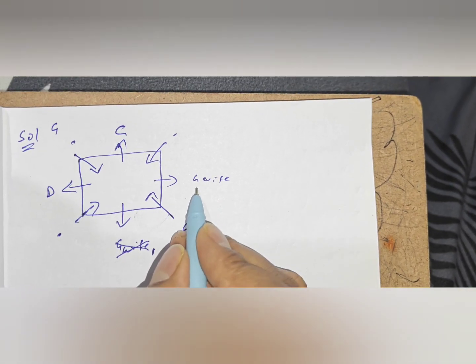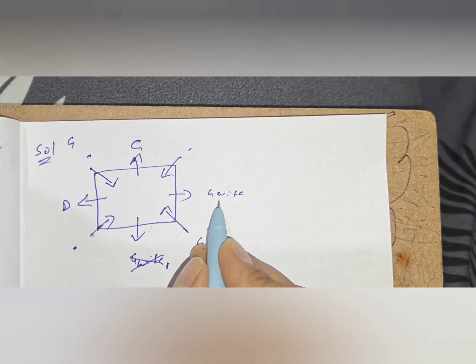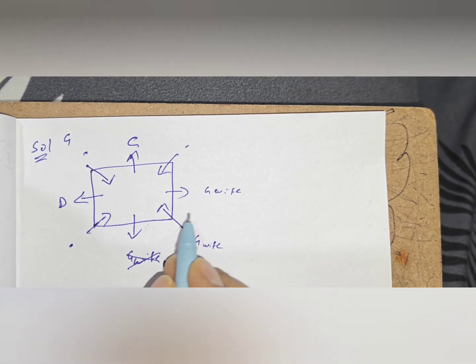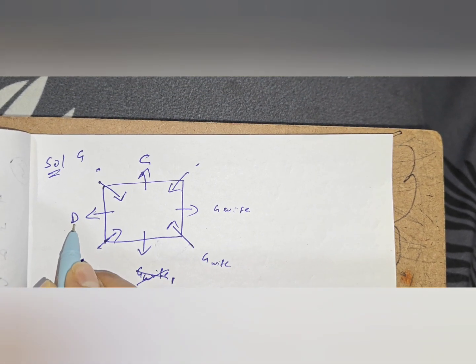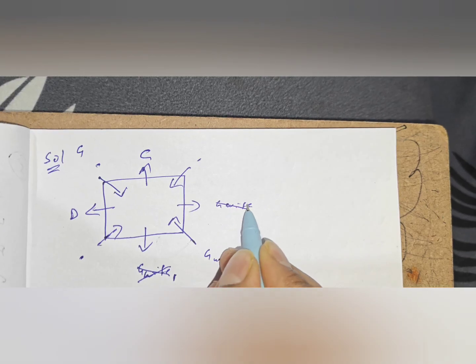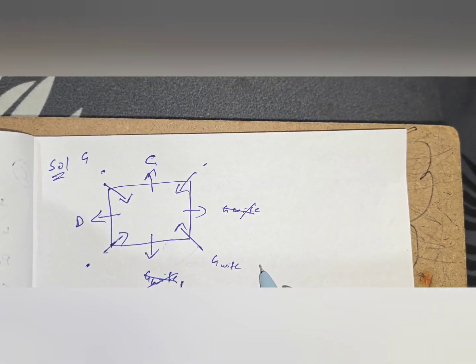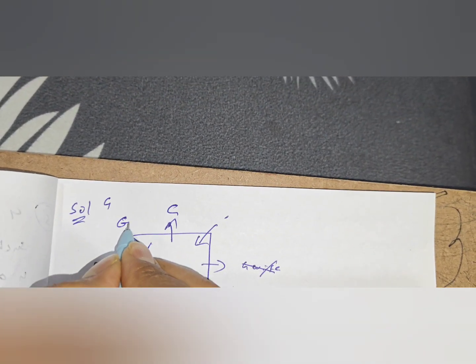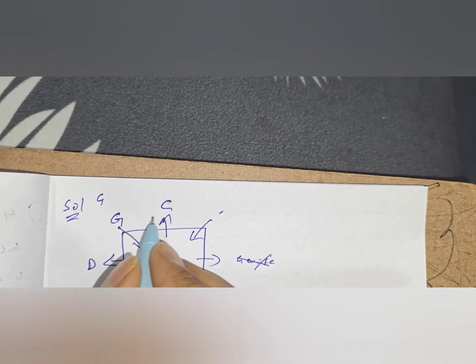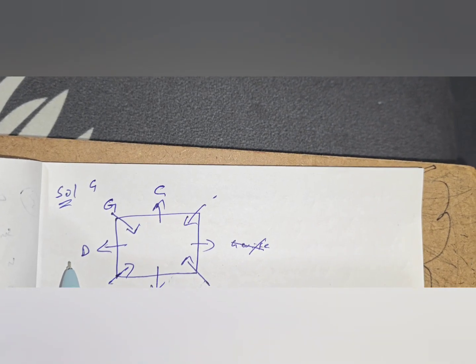Suppose G's wife is sitting here. For checking this place, G can be fourth to the right: 1, 2, 3, 4. Here D is already placed. So G's wife cannot be here. So this is the place for G's wife and this is the place for G. Now we got three places, C, G and D.